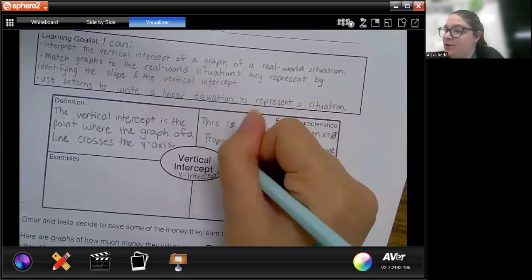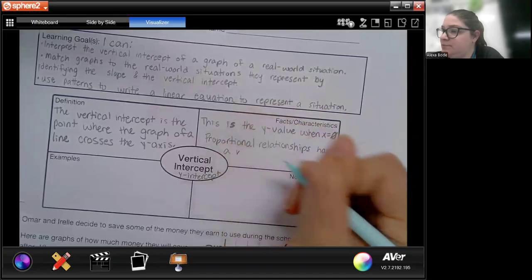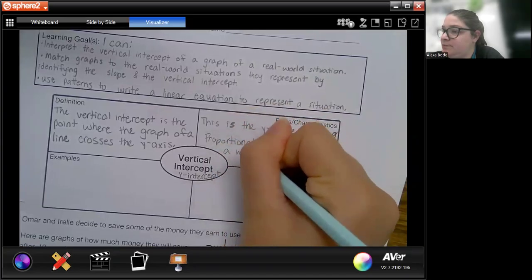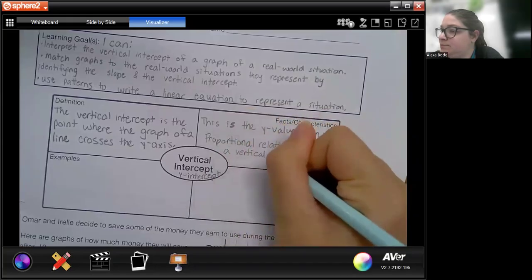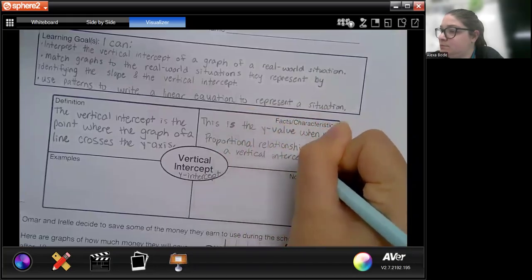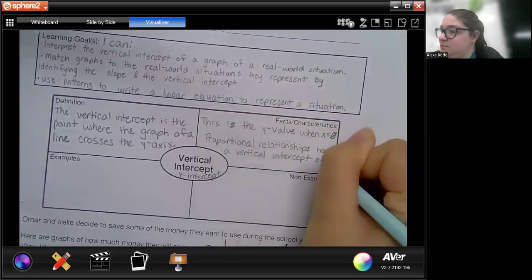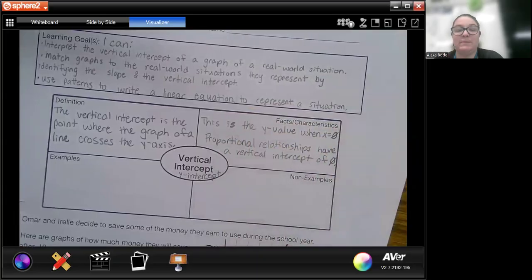proportional relationships have a vertical intercept of 0. That is what makes them proportional. So we already know proportional relationships start at 0, 0. Because it starts at 0, 0, that y-intercept, the vertical intercept, is 0 for every proportional relationship.